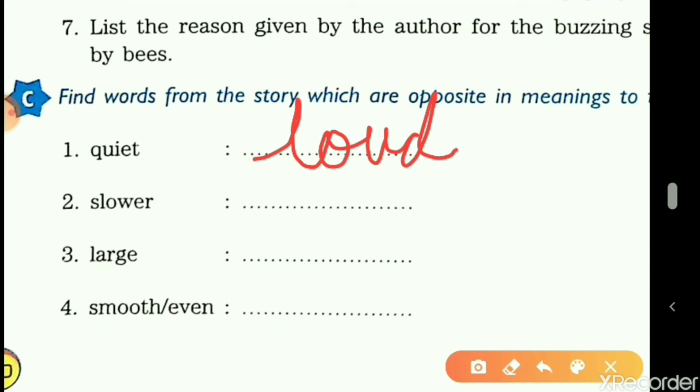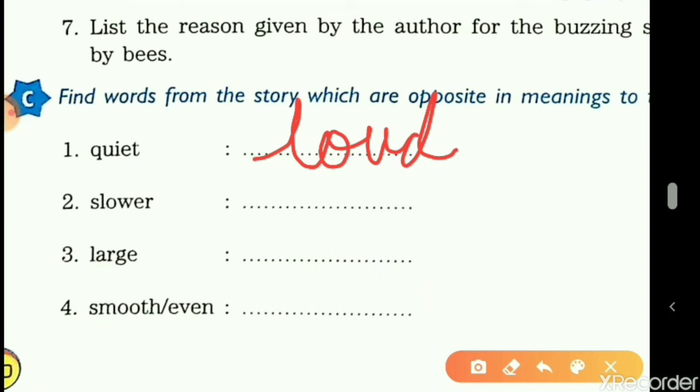Quiet's opposite is what, children? Loud. Quiet, loud. Loud, quiet. Quiet means complete silence, and loud means a lot of noise. So quiet's opposite is loud.